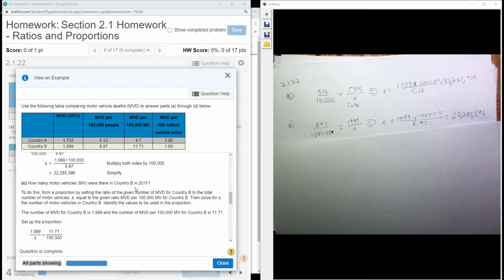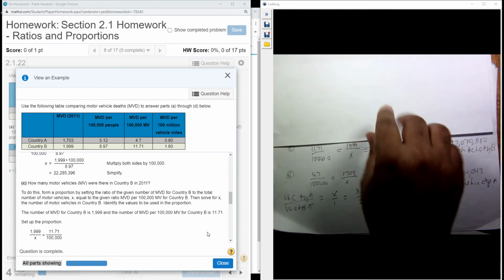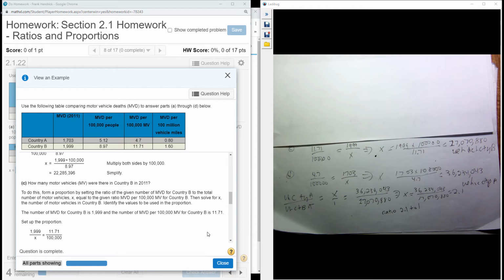How many parts did he ask? How many motor vehicles were there in country B in 2011? To do this, form a proportion. There we go. You can set up a proportion there, and you can see there the number for country B.